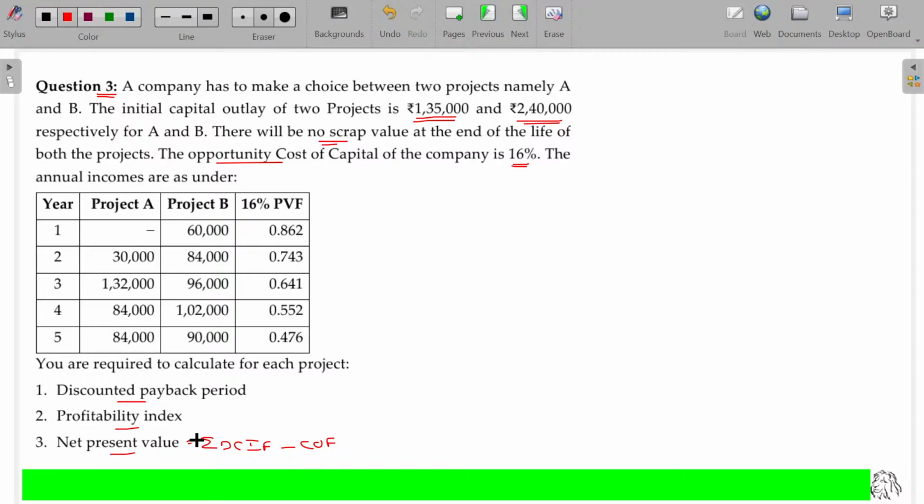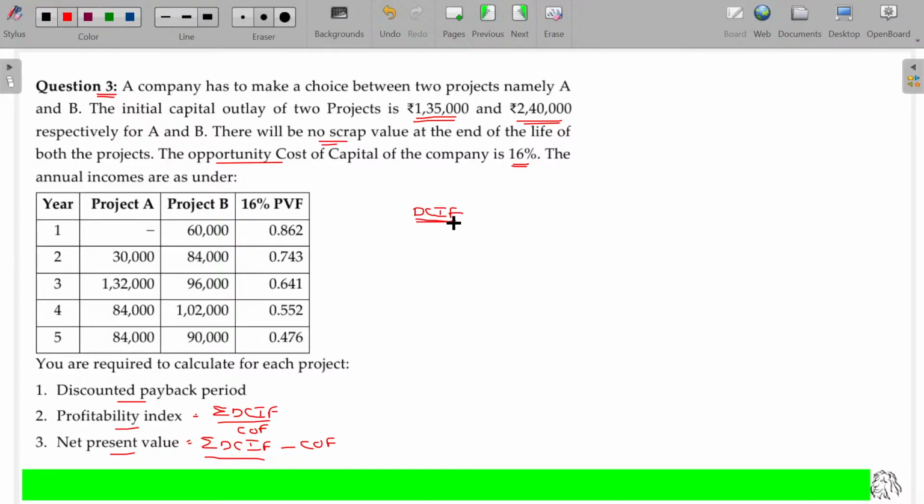In the case of the profitability index, the formula is very simple: summation of discounted cash inflow divided by cash outflow. That's how you can do it. So we'll try to finish these two, because for these we need the summation of discounted cash inflow. To find that, let me first finish calculating the discounted cash inflow.